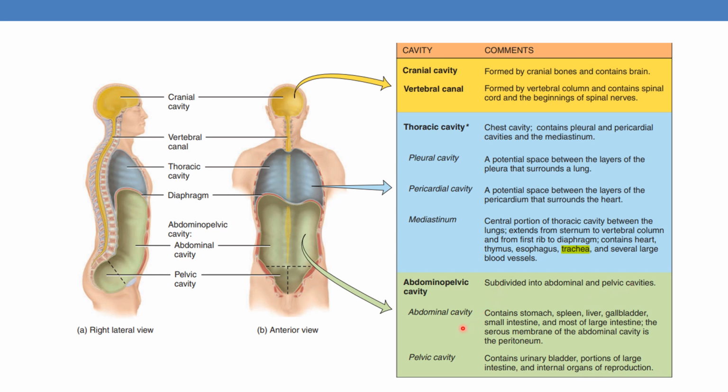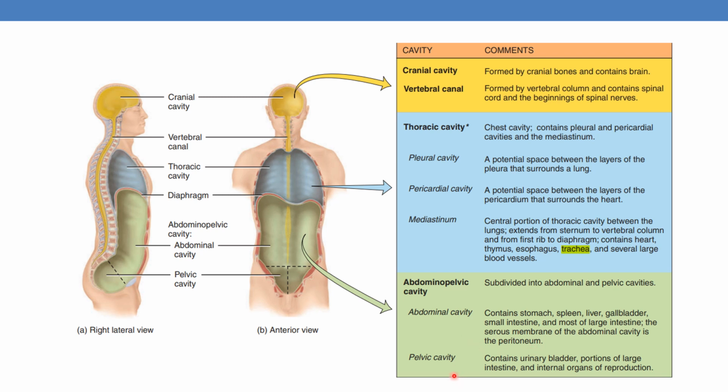The abdominal cavity contains stomach, spleen, liver, gallbladder, small intestine and most of the large intestine. The serous membrane of the abdominal cavity is called the peritoneum.